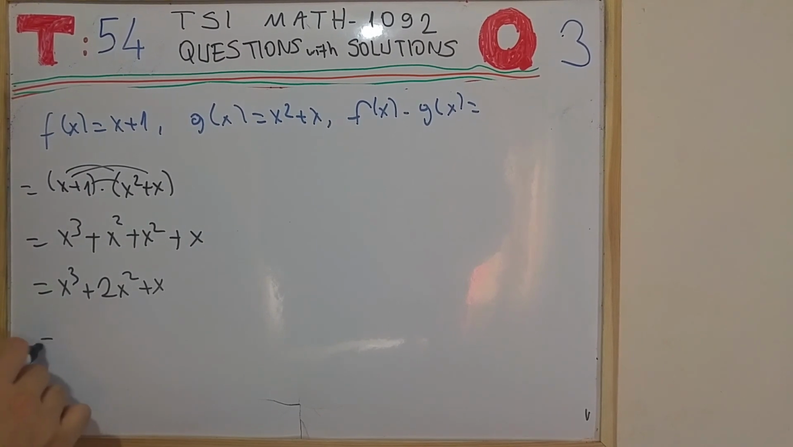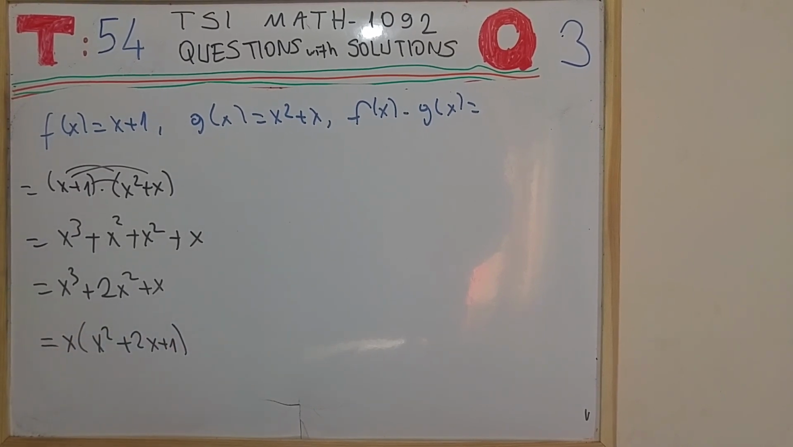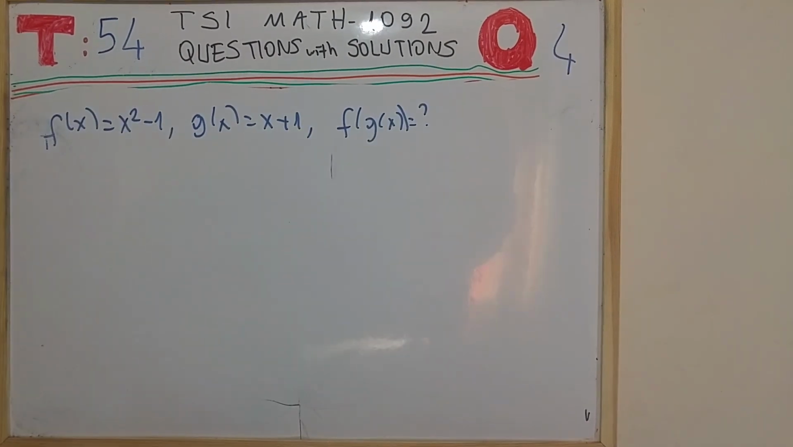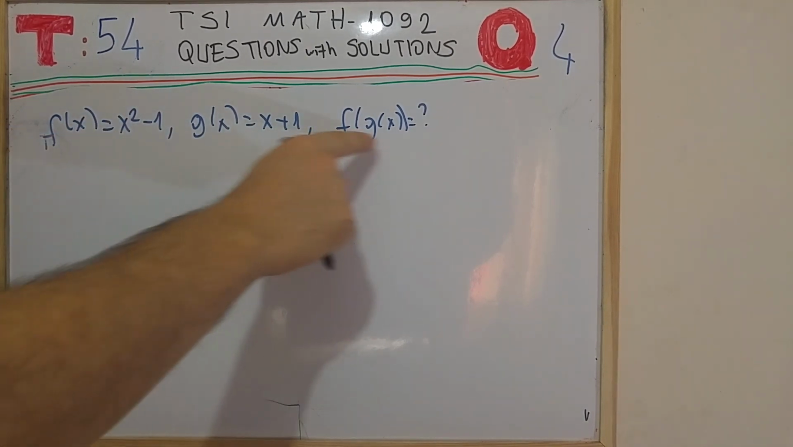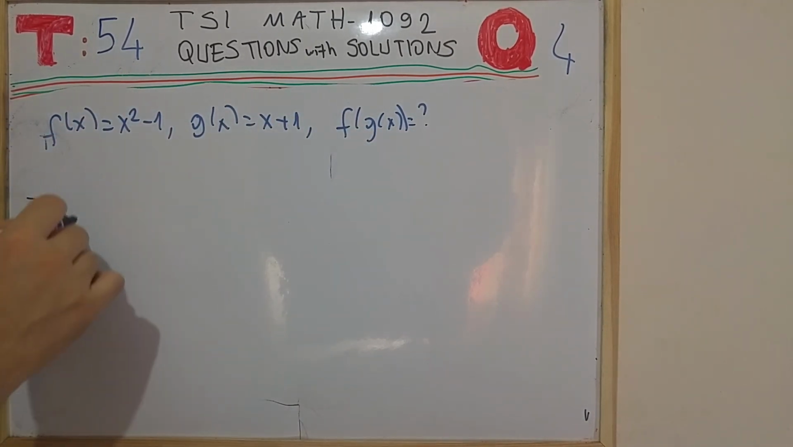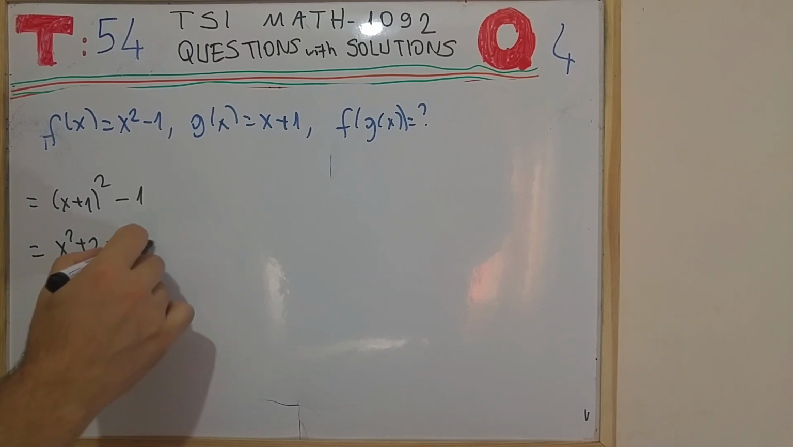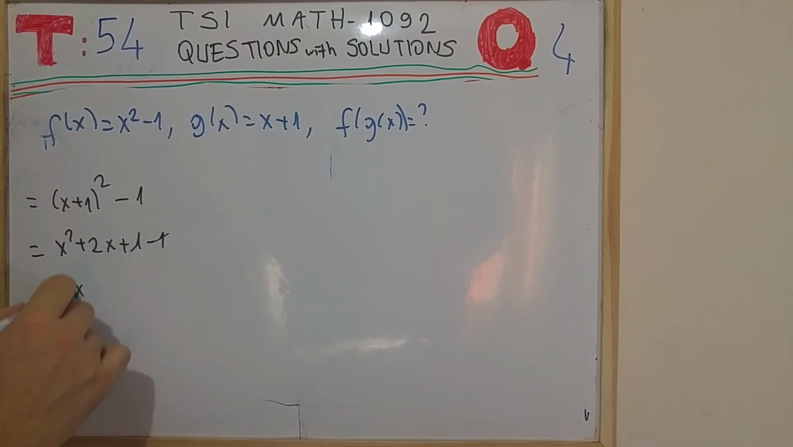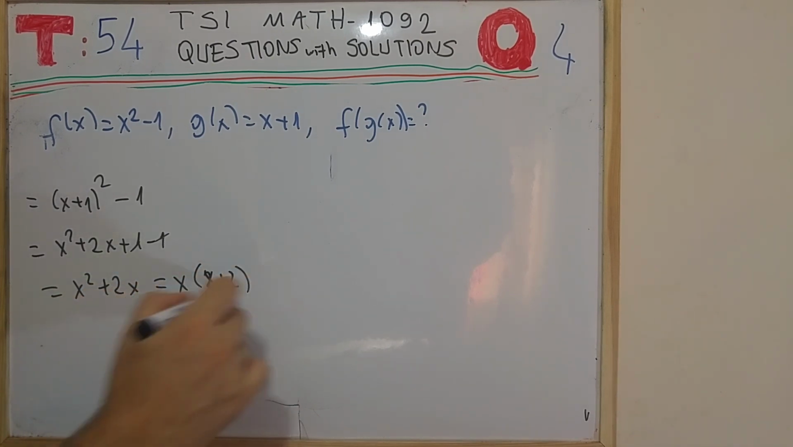When we take this into the parenthesis of x, what we're going to have is x squared plus 2x plus 1. We just need to replace x by x plus 1 in f of x by g of x. Therefore, what we are looking for is x plus 1 squared minus 1, which is equal to x squared plus 2x plus 1 minus 1, which is equal to x squared plus 2x, or you could say x times x plus 2.